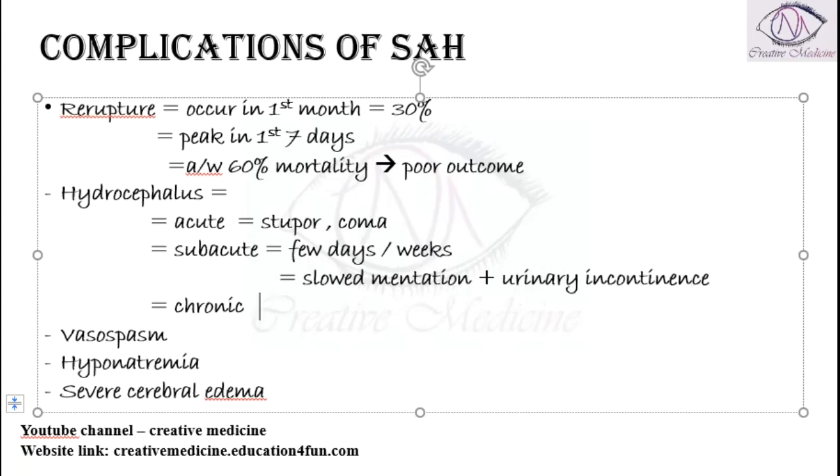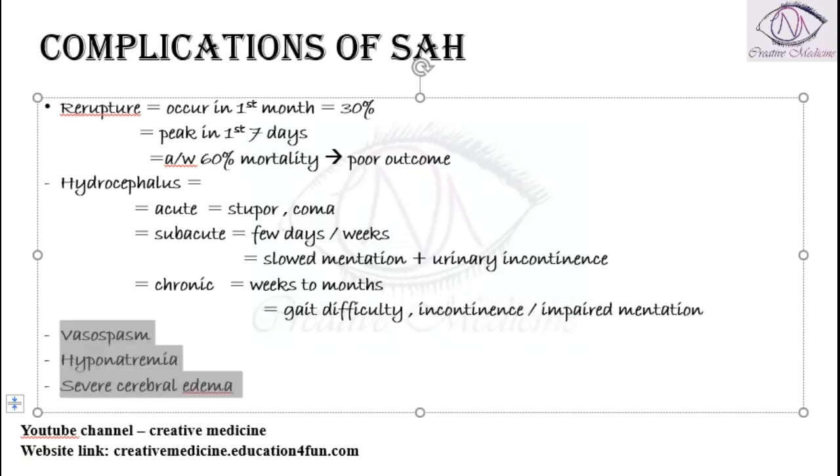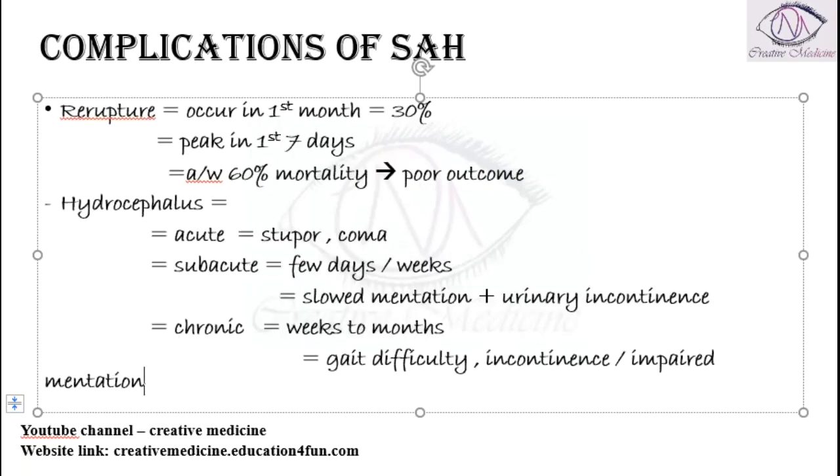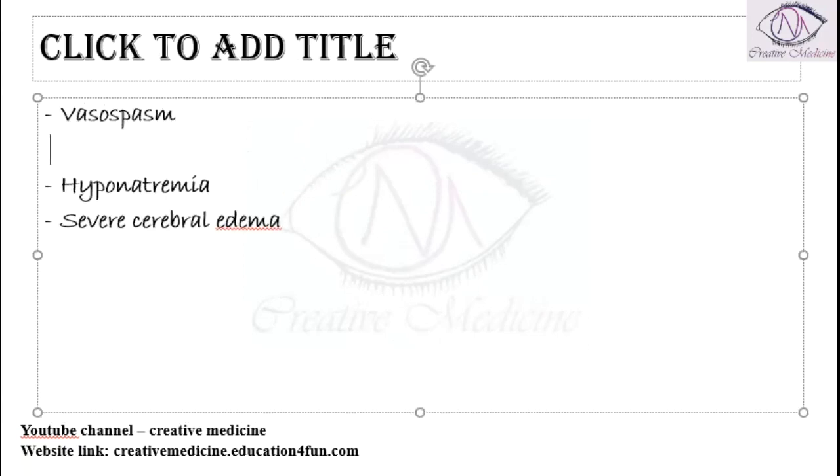Whereas the chronic one develops over weeks to months, and in chronic hydrocephalus the patient presents with gait difficulties, difficulty in following a particular gait. Urinary incontinence can be there, and impaired mentation is also seen in chronic hydrocephalus.